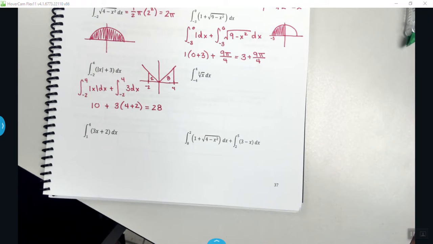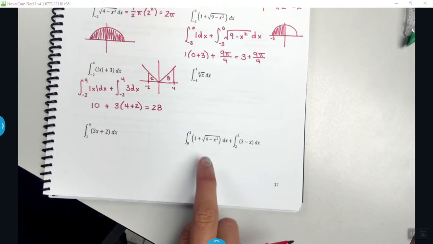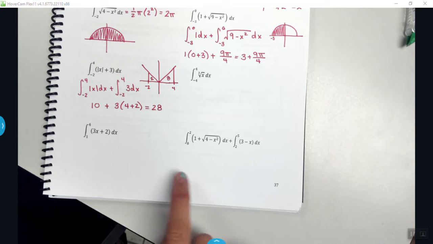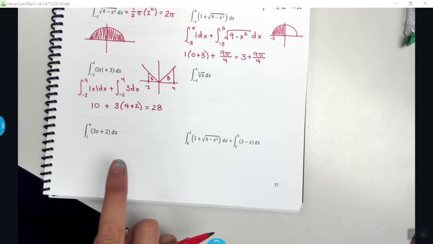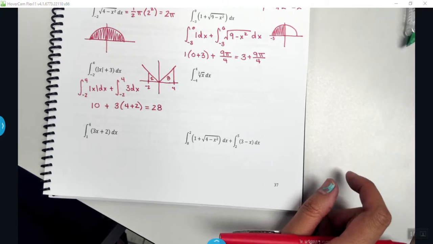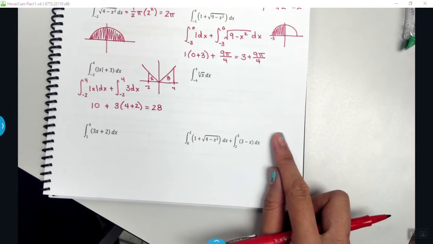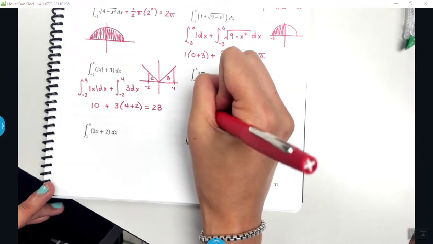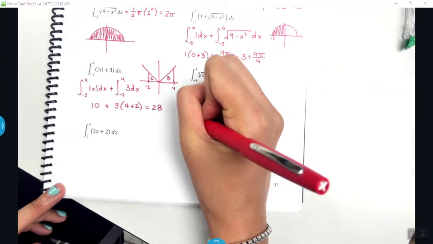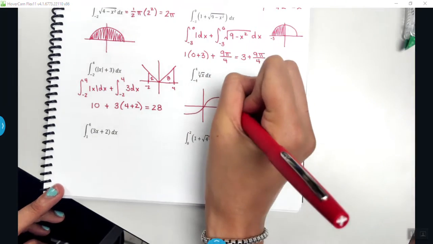All right. You try the last 3 problems and let me know if you get the same answers that I do. Split your integral, use the properties if you can, but this next one you don't have to. Just think about it.